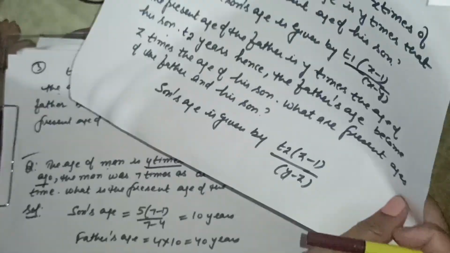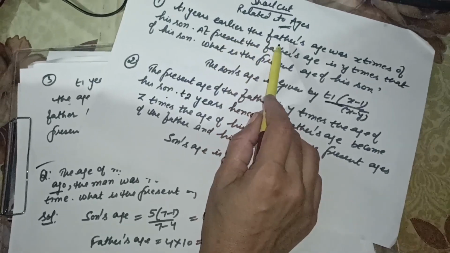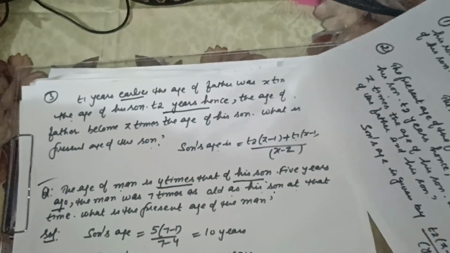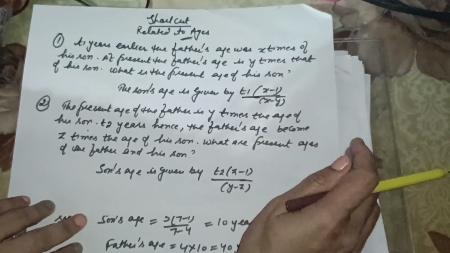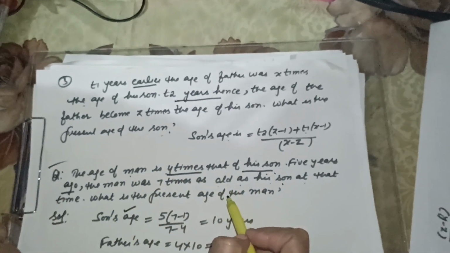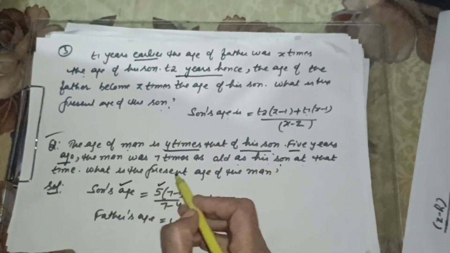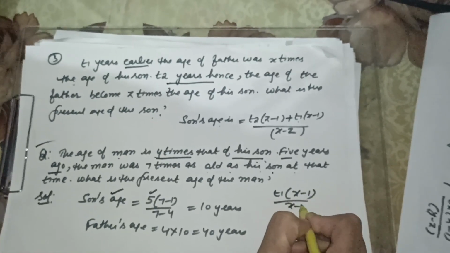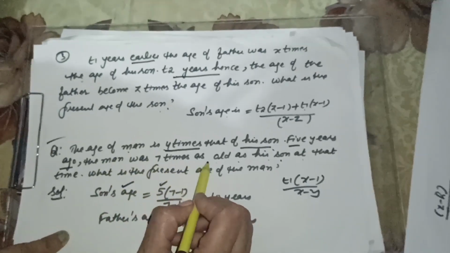I have already explained the formulas. That is T1 years earlier, the same as ago. So we can use this concept: T1 times (X minus 1) over (X minus Y). So the son's age will be, T1 means 5 years ago. That means I am implementing this formula (X minus 1) over (X minus Y). That means 5, and the man was 7 times as old as the son.